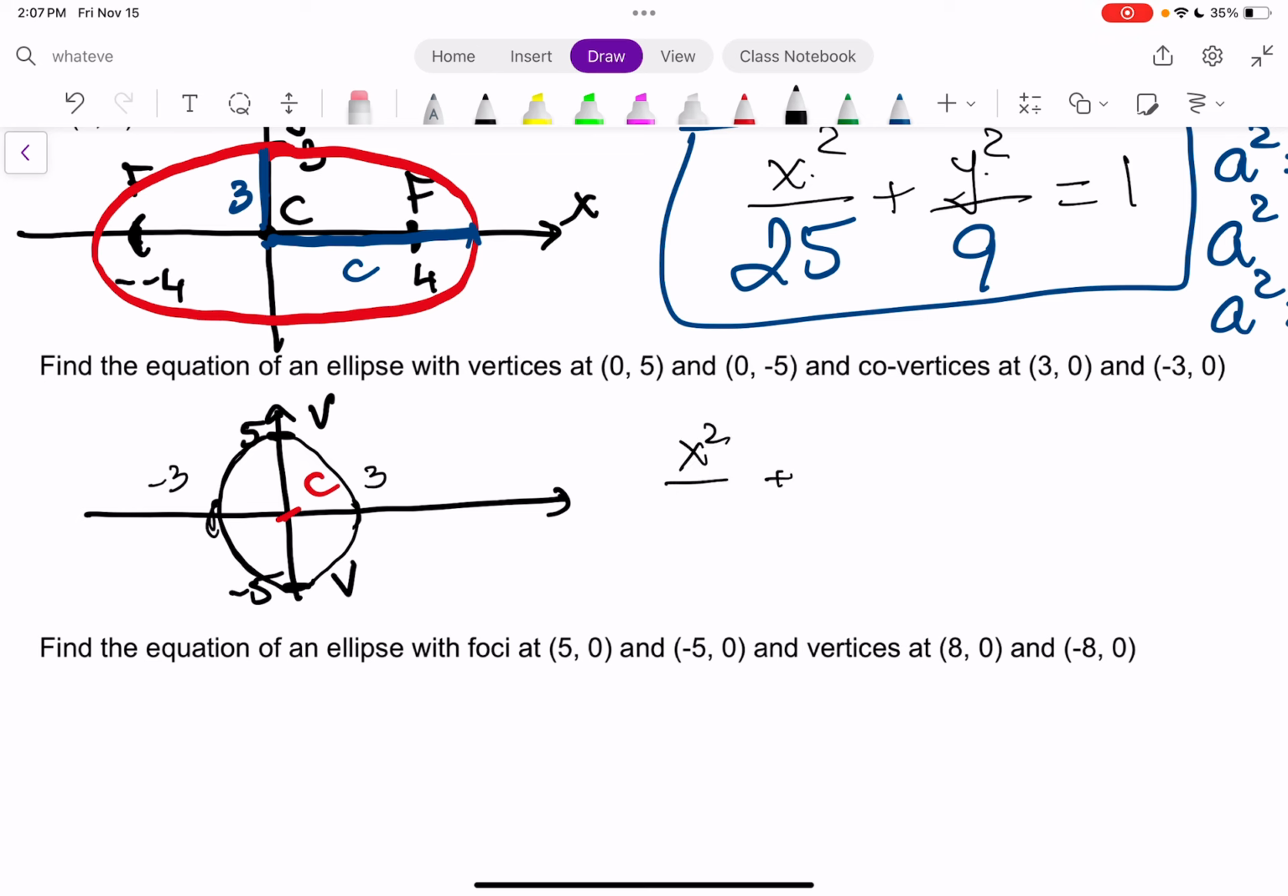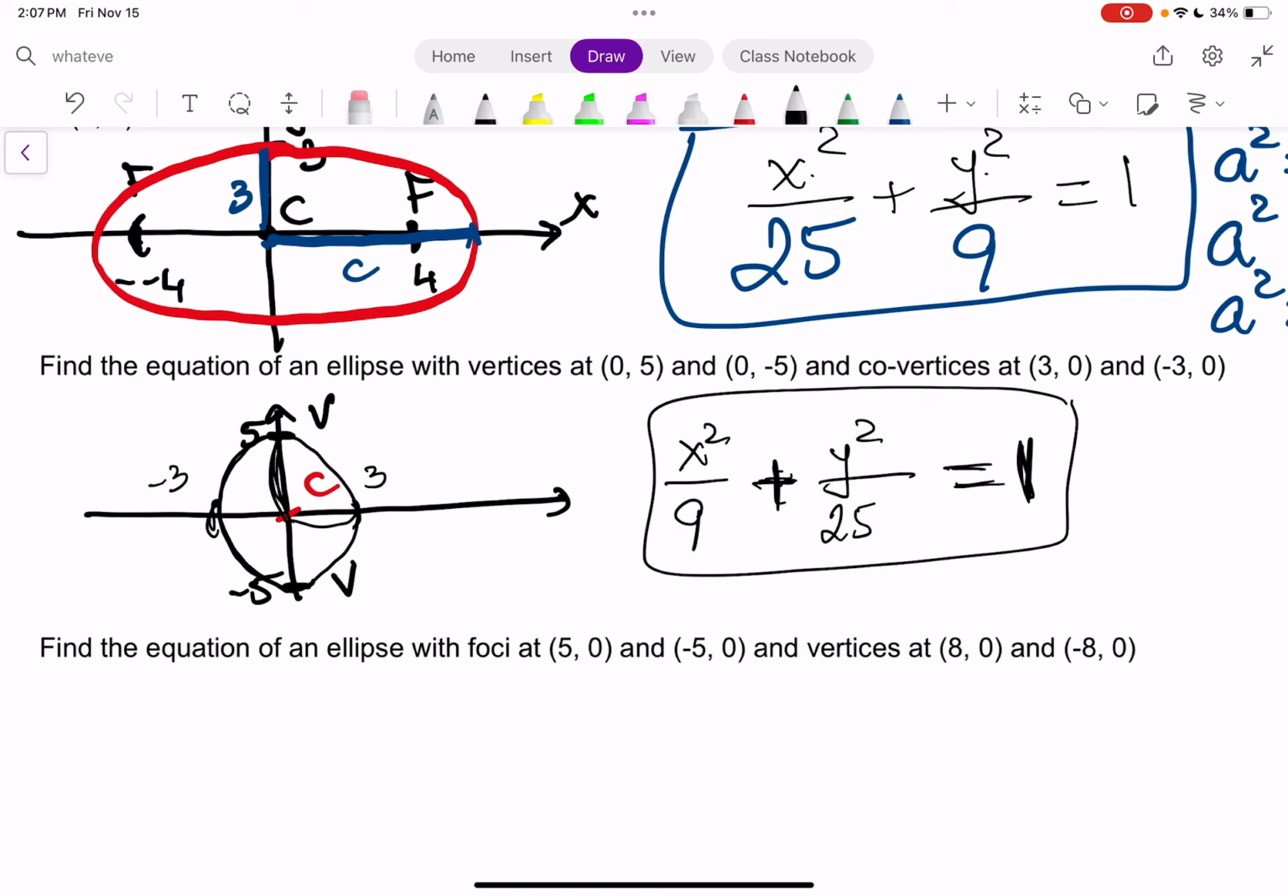So x squared over blank plus y squared over blank equals 1. Don't forget the equals 1. And there it is. In the x direction, to go from the center to the end, that's 3 units. So when you square that, you get 9. In the y direction, from the center to the edge, which is the vertex in this case, is 5 units. So 5 squared is 25. And that's that.